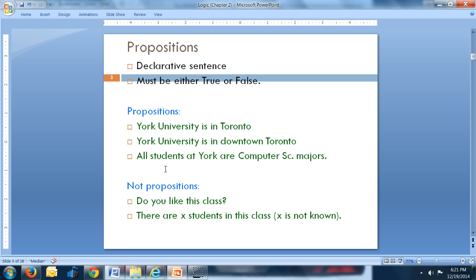Another example in here where we don't really know, it could be true or could be false depending on the X. There are X students in this class. Well, I cannot tell you unless we know the value of X. So without knowing the value of X, we cannot say that this is a statement or a proposition because X is not known.